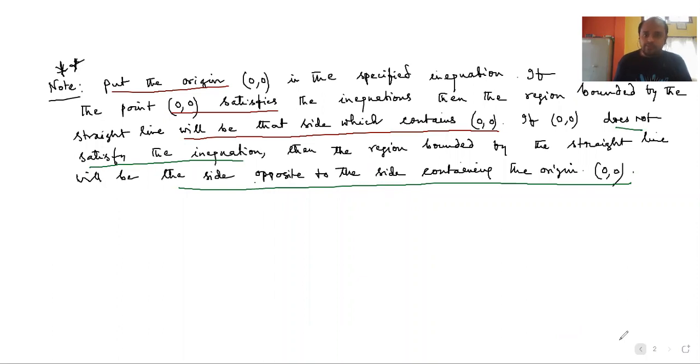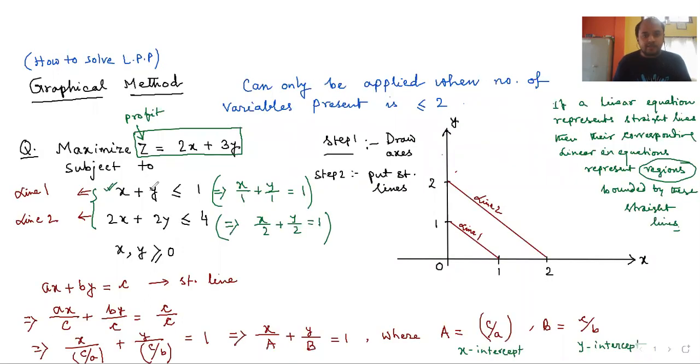By keeping this rule in mind, we can see that if I put 0, 0 in this equation, then 0 plus 0 will be 0, which is less than or equal to 1. So it is satisfying the inequation. So the region bounded by this straight line x plus y equal to 1 will be the side which contains 0, 0. So the region will be this side. I'm putting the shades over here like this.